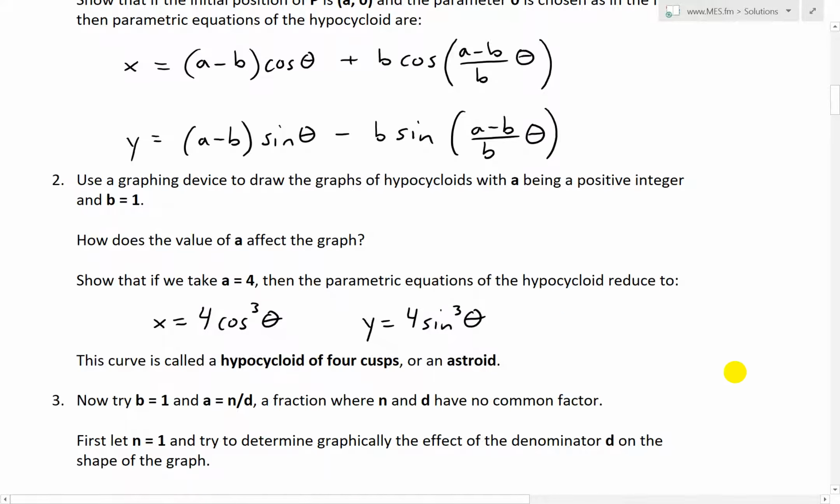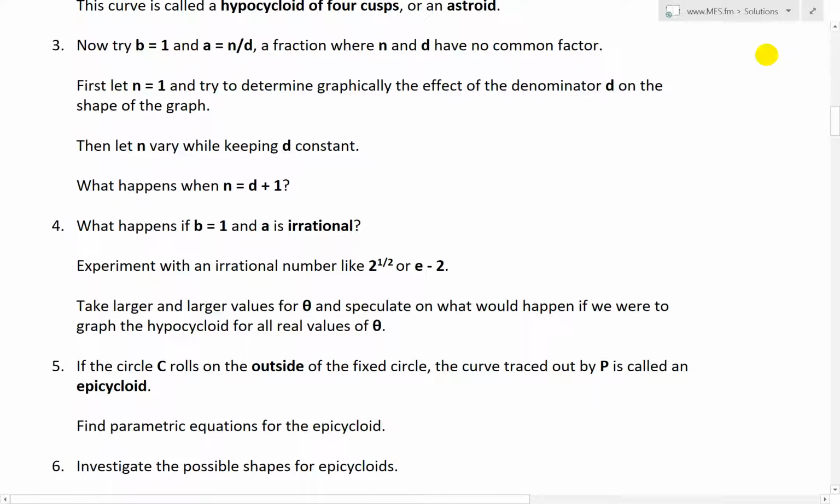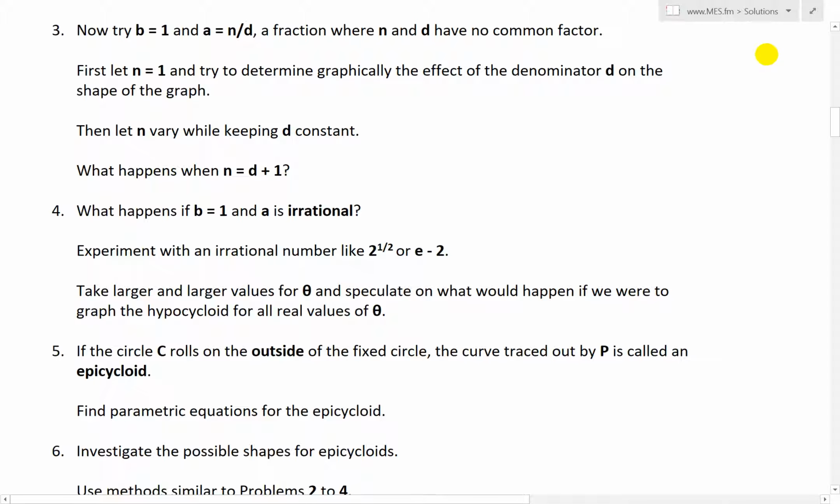So now let's go to question 4. Question 4 says, what happens if b equals 1 and a is irrational? Recall from an earlier video that a rational number is a number you can write as a fraction, and an irrational number is one you can't. I'll put the link in the description below.